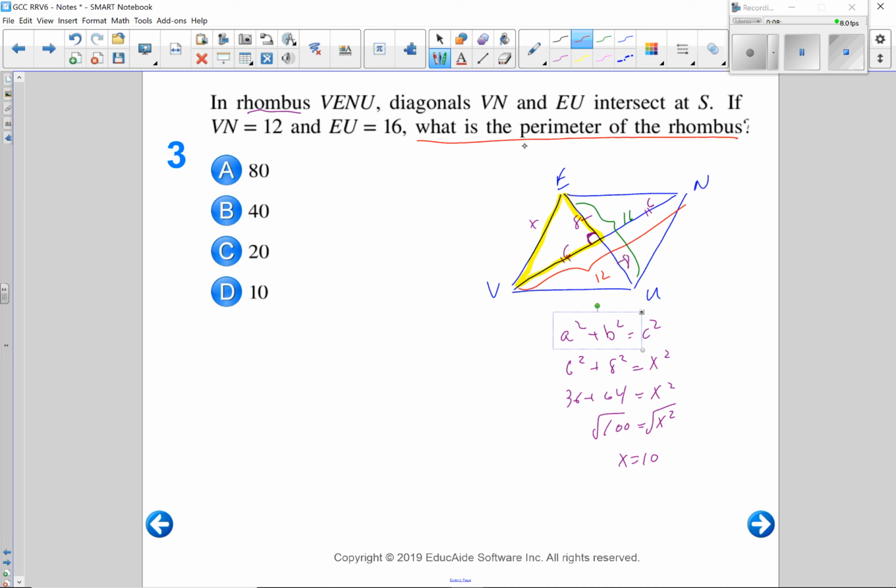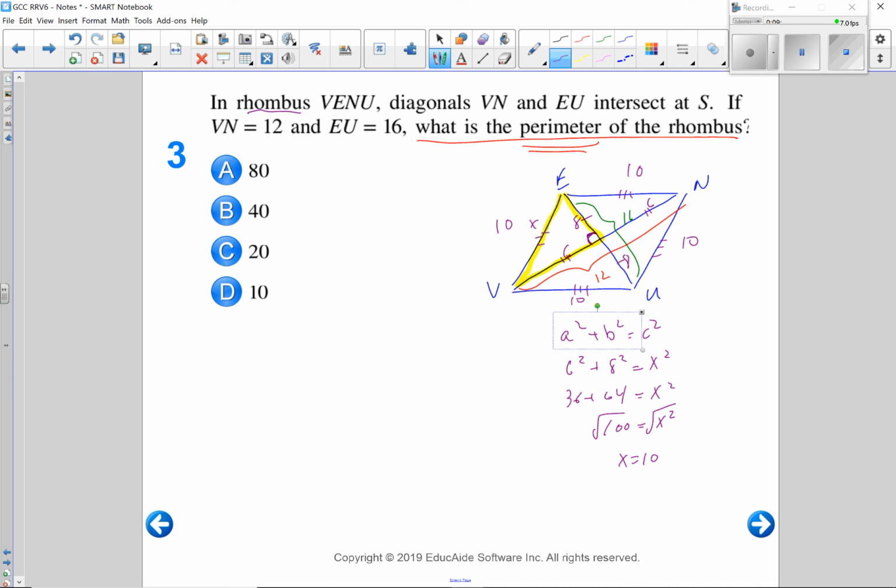The question said, what's the perimeter of the rhombus? So perimeter is add up all the sides. In this case, we know it's a rhombus, so all of these sides are equal. So they're all going to be 10 now, right?